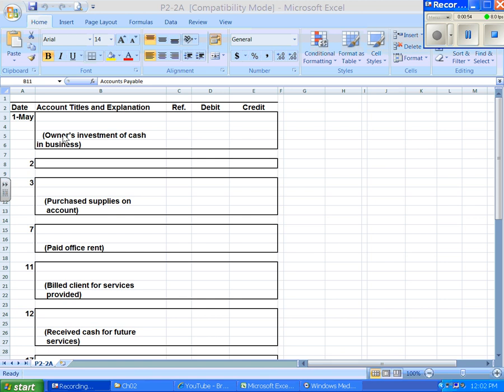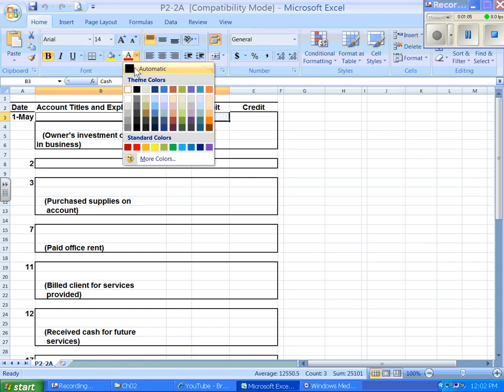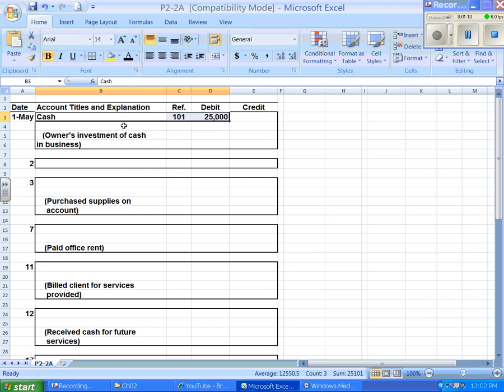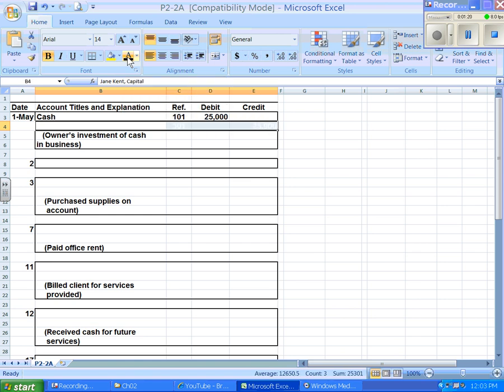I have my first entry right here in Excel. So let's see, I just have to change this to be automatic. All right, so there's our debit to the cash account. And then what I want to credit is the owner's equity, and my credit will be for $25,000. So there's my first transaction on May 1st. I'm going to debit cash by $25,000, and then I'll credit the capital account for $25,000.